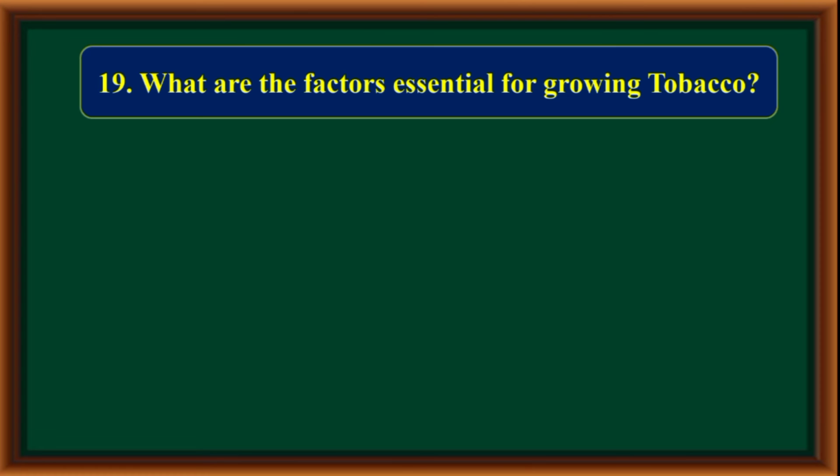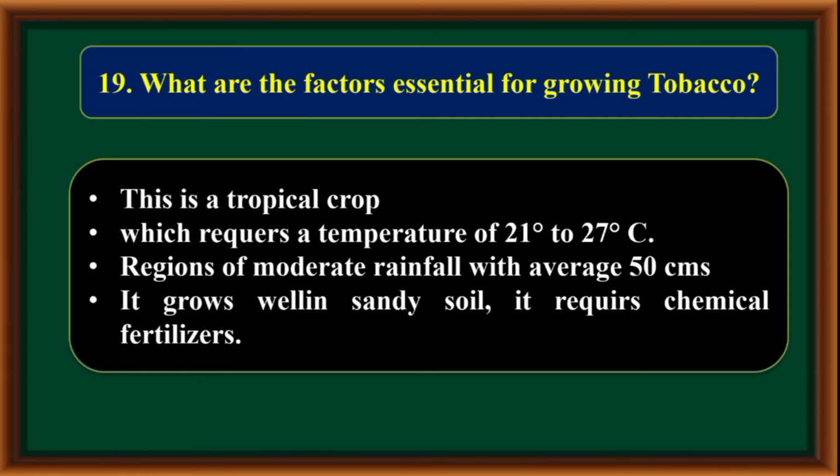What are the factors essential for growing tobacco? This is a tropical crop. It requires a temperature of 21 to 27 degrees Celsius. Regions of moderate rainfall with an average of 50 centimeters are suitable. It grows well in sandy soil. It requires chemical fertilizers.